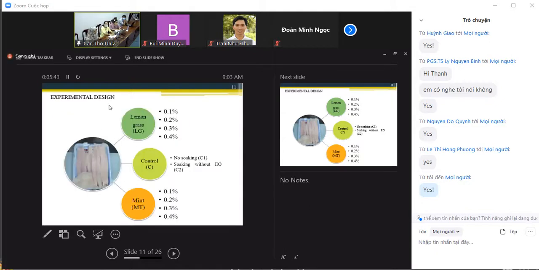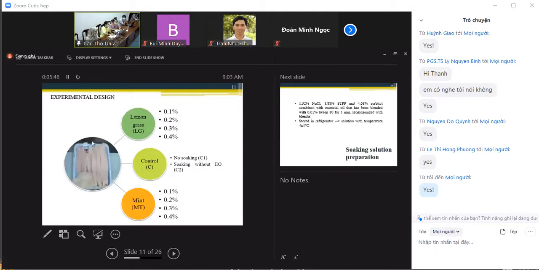So here's the experimental design. LG is abbreviated from lemongrass essential oil, and we also have controls. I have two: C1 is the fillet without soaking, without any treatment, and C2 is the fillet soaked only with the STPP, sodium chloride, and sorbitol, but without the essential oil. Mint is abbreviated as MT. Both LG and MT have concentrations from 0.1 until 0.4%.